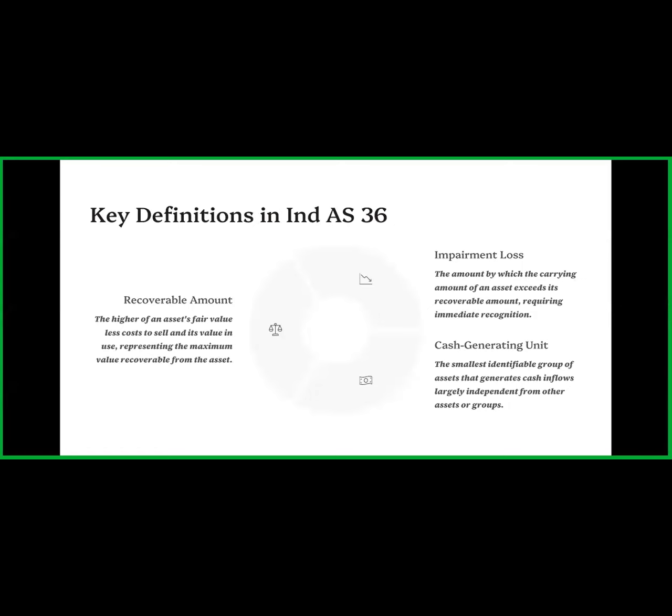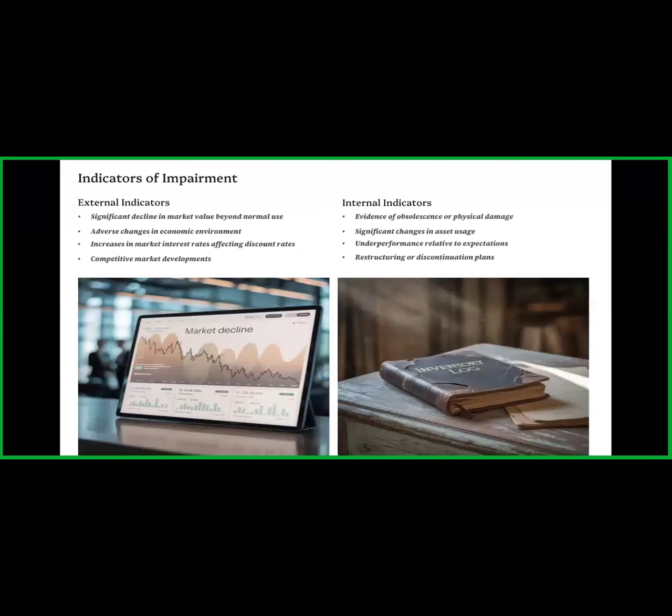Cash generating unit means the smallest identifiable group of assets that generate cash inflows largely independent from the other assets or groups. Okay, we know that some of the parts of the machinery we can sell into the market separately, and we can generate cash from there. So that is the cash generating unit.